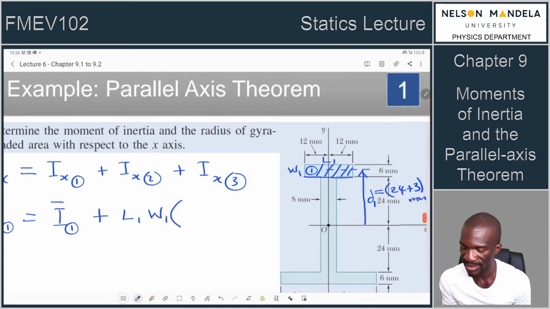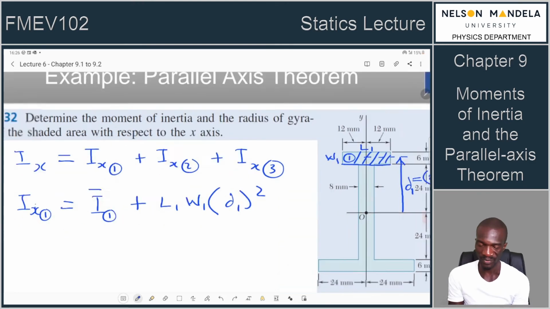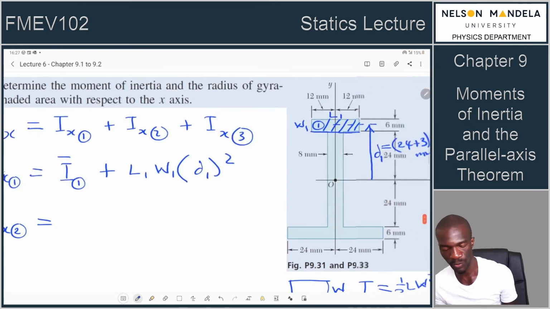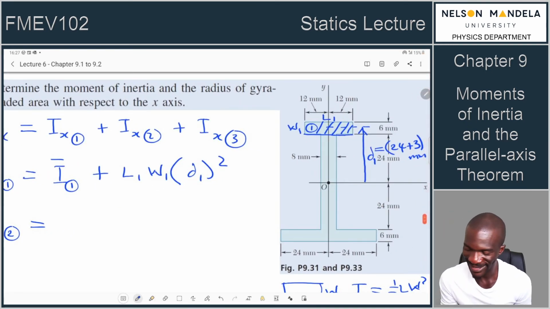D squared is simply our D1, which we already found as 24 plus 3, and then we square it. Then we've already found our moment of inertia about some axis that is away from the centroid, for area 1. How about area number 2? Moment about the x-axis for area number 2. What is the D? The D is 0.